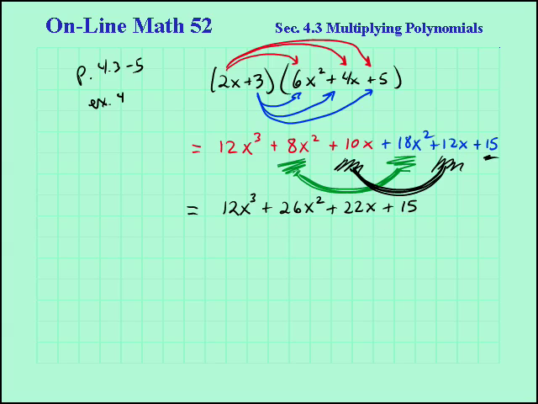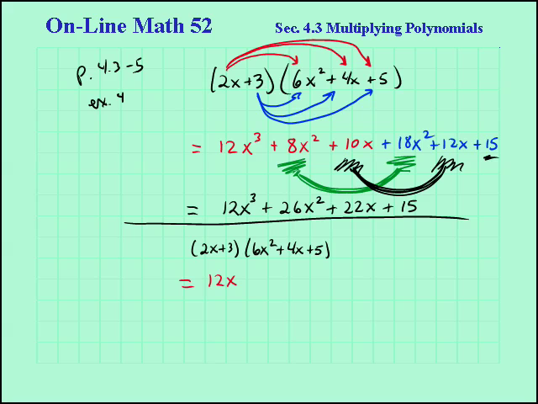Let me show you an alternative technique here. And that is, I'll rewrite the problem. Again, it's going to be the 2x plus 3 times 6x squared plus 4x plus 5. And I'm going to do the red and the blue just like I did before. I see the 2x times 6x squared is 12x cubed. 2x times 4x is a positive 8x squared. 2x times 5 is a positive 10x.